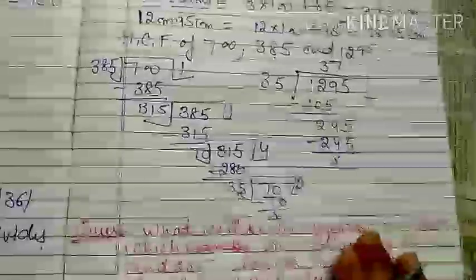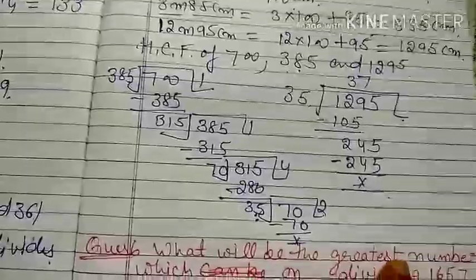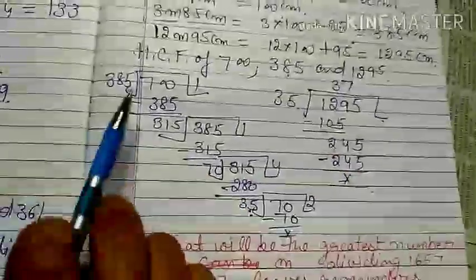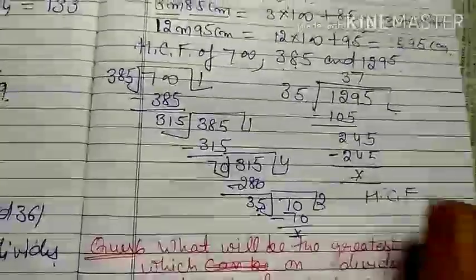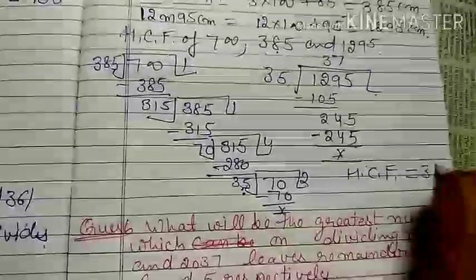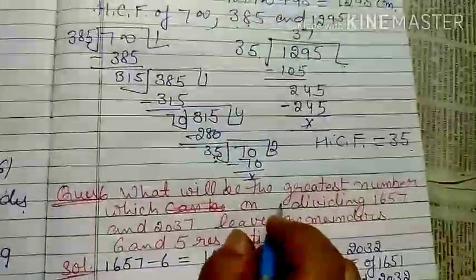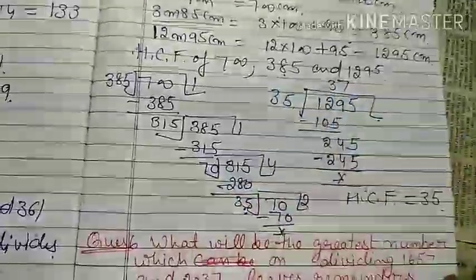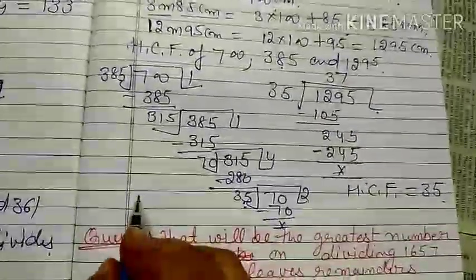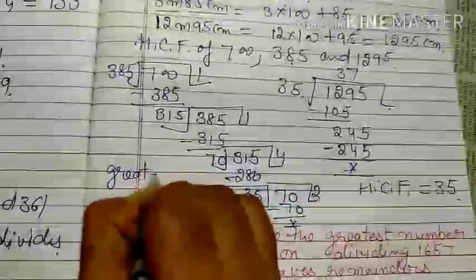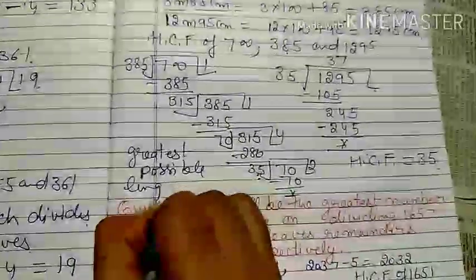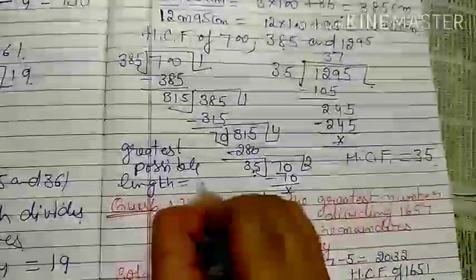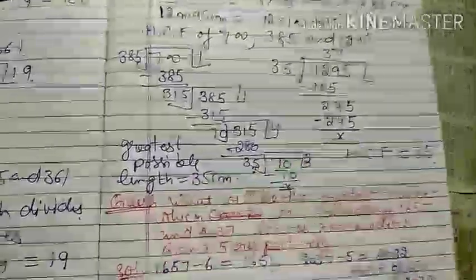Here I got the remainder 0. If I got the remainder 0 with 35, so 35 is the HCF of 700, 385 and 1295. So my HCF is equal to what I got, 35. So the greatest possible length will be 35 centimeter because I converted all terms into centimeter. Then the greatest possible length is equal to 35 centimeter that we required.